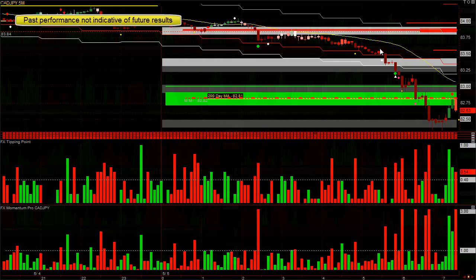Mass and velocity equal big moves, and when both of these are at or above the white line, typically you're going to make a lot of money on your trades.